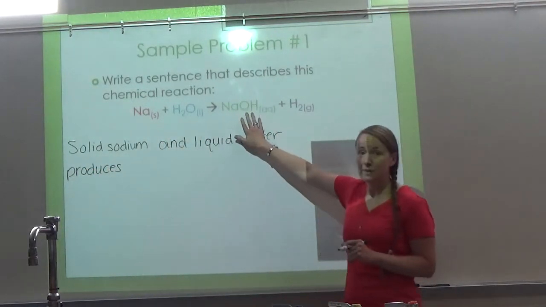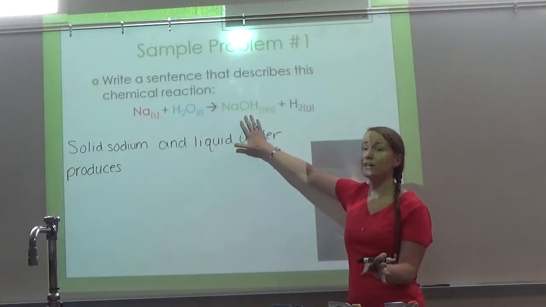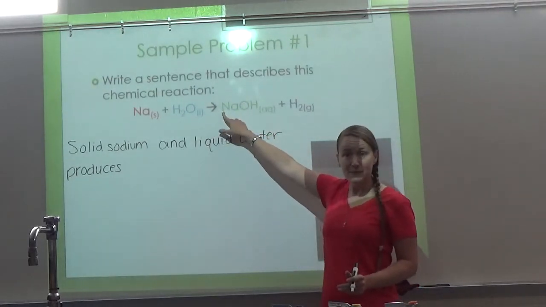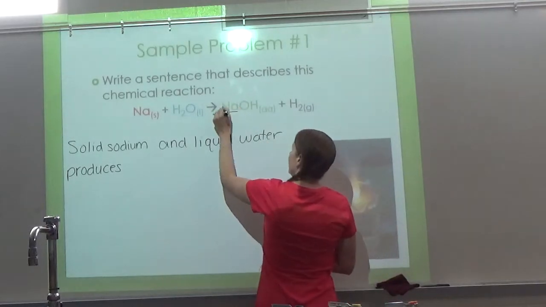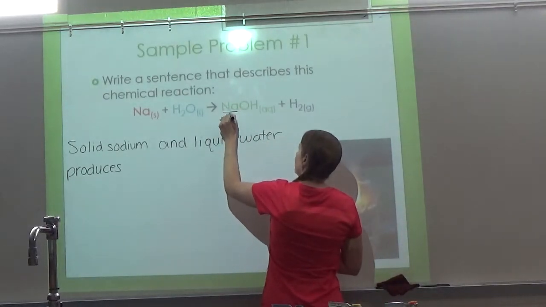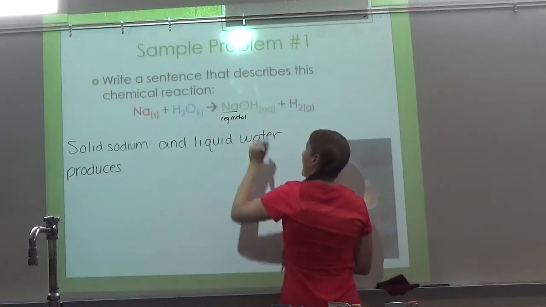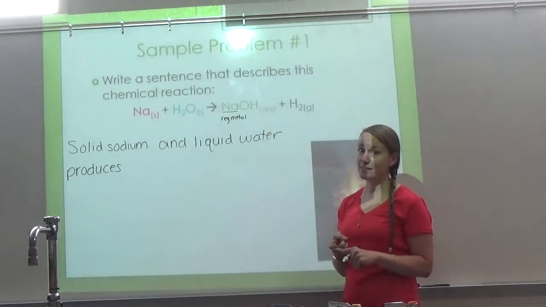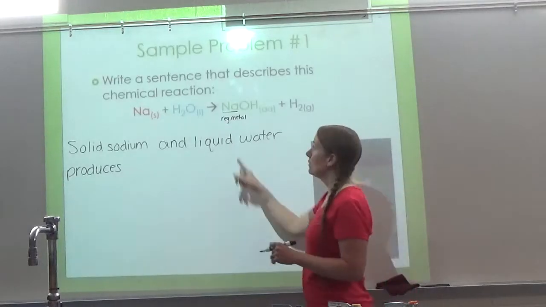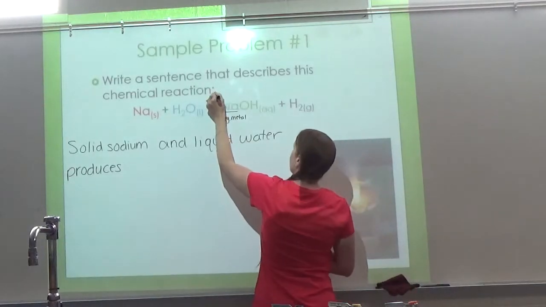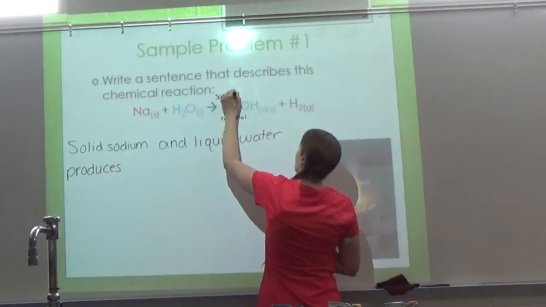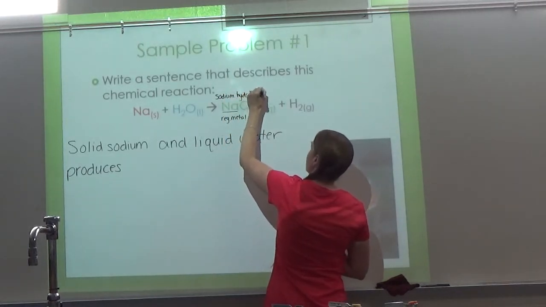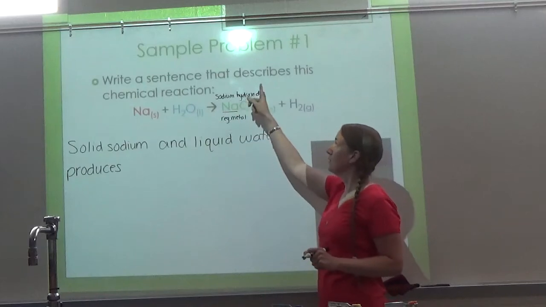Here's where our naming comes into play. I only gave you one that's tricky on this one. So remember, you need to look at what type of element the first one is. Na is a regular metal. That means I don't need a Roman numeral. I don't need prefixes. I just name it. So Na is sodium. OH is on your polyatomic ion sheet. It's hydroxide. So it's sodium hydroxide.